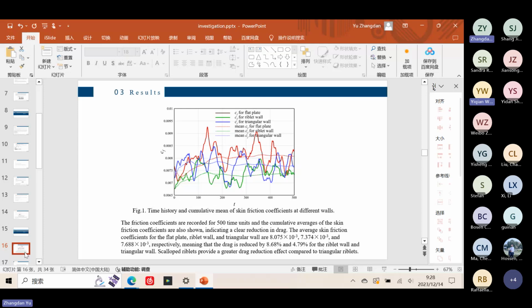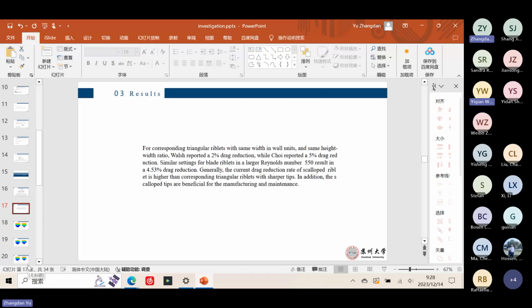So rather, the drag reduction rate is 8.6%. 8.6. Okay. Yeah, for the scallop riblets and 4.8, maybe 8% for the triangular riblet. So that's the results we get from our numerical simulation. And 2% and 5% for a similar setting with a triangular riblet come from the literature. Walsh, he did an experiment. And not by you, you get high. Yeah, okay. Yeah, and Choi, he did direct numerical simulation, and the 5% drag reduction rate is basically in accordance with our finding of 4.8%. So that's the question I think you are asking.